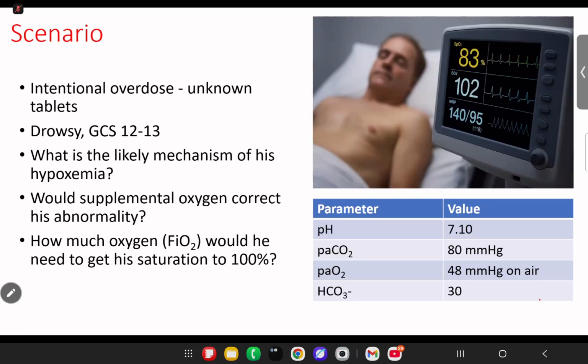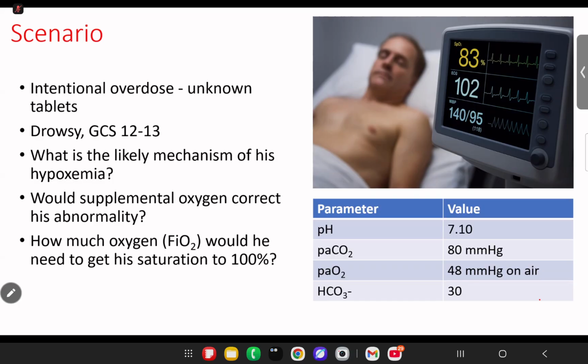And it is contrary to shunt. With shunt, however much oxygen you give, the blood passes without getting oxygenated. It does not go through the alveolar capillary membrane. So shunted blood is just diverted, and whatever oxygen you give does not get in contact with the gas exchange membrane. So shunt is different. But here you give oxygen and the saturation picks up very quickly. So if it is hypoventilation, yes, supplemental oxygen will quickly correct this problem.